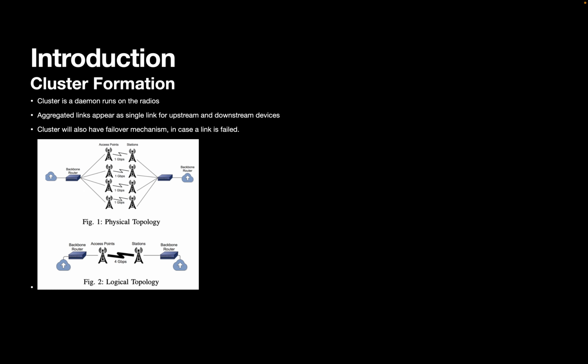So this is a physical topology. Let's just imagine you have four wireless links. Every link has 1 Gbps of data rate, right? Theoretically, this is 4 Gbps, but you will not always achieve 4 Gbps in clustering. So in our solution, we have a cluster which runs as a daemon on the radios, and for the upstream and downstream devices, they will look like a single link. They will also have a failure mechanism for when a link is dead.